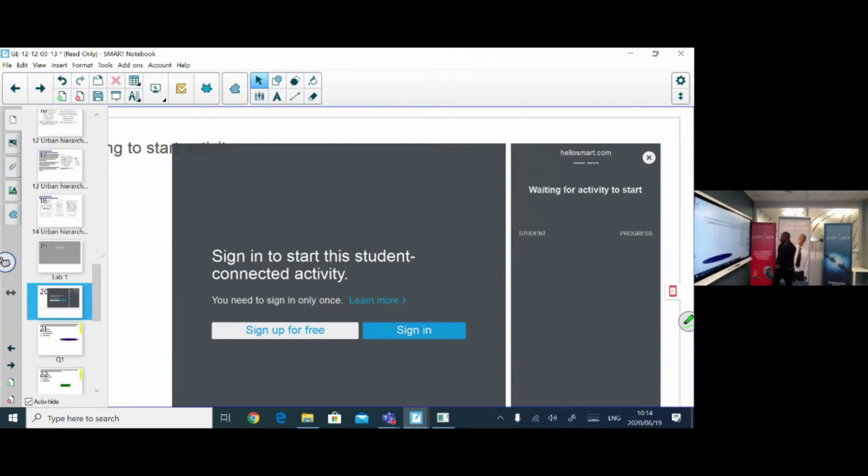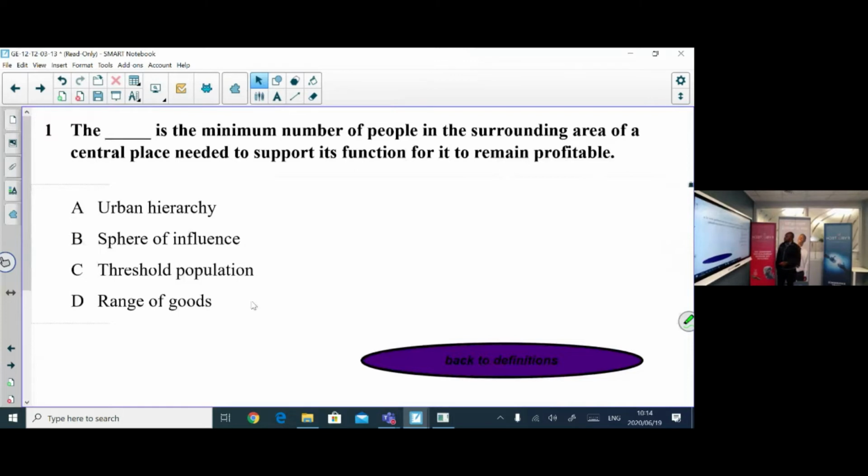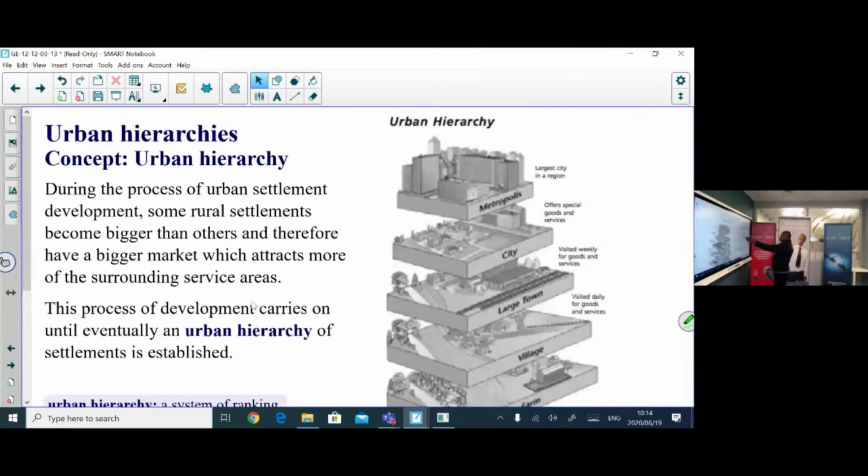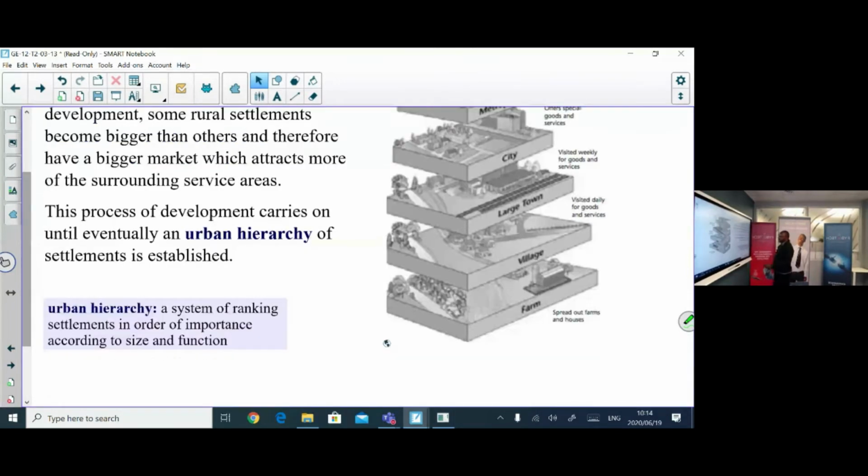So we are going to come to this one, which says the dash is the minimum number of people in the surrounding area of a central place needed to support its function for it to remain profitable. Is it urban hierarchy? Let's go back to the definitions. What is an urban hierarchy? During the process of urban settlement development, some rural settlements become bigger. So the process of development carries on until eventually an urban hierarchy of settlements is established. So as you can see, this is the definition of urban hierarchy, and that does not match that definition there.